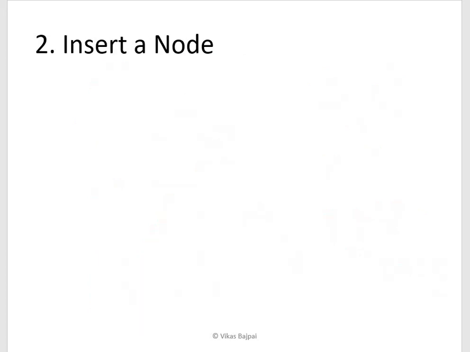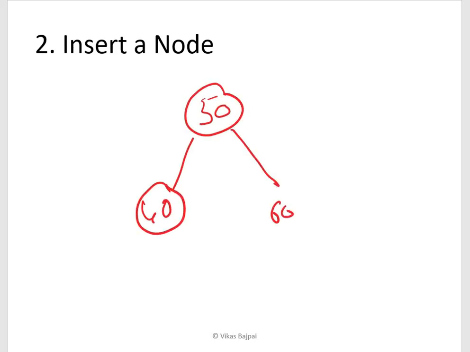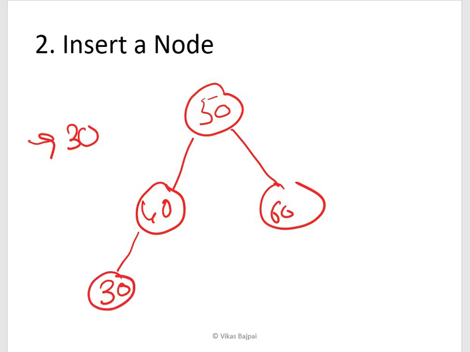Now let's talk about insertion, right? So in our binary search tree, let's say I have 50 and then 40 and then 60. Now suppose I have to enter a particular key value 30, so I'll go here, I'll check 30, left and left. Now let's calculate the balance factor.